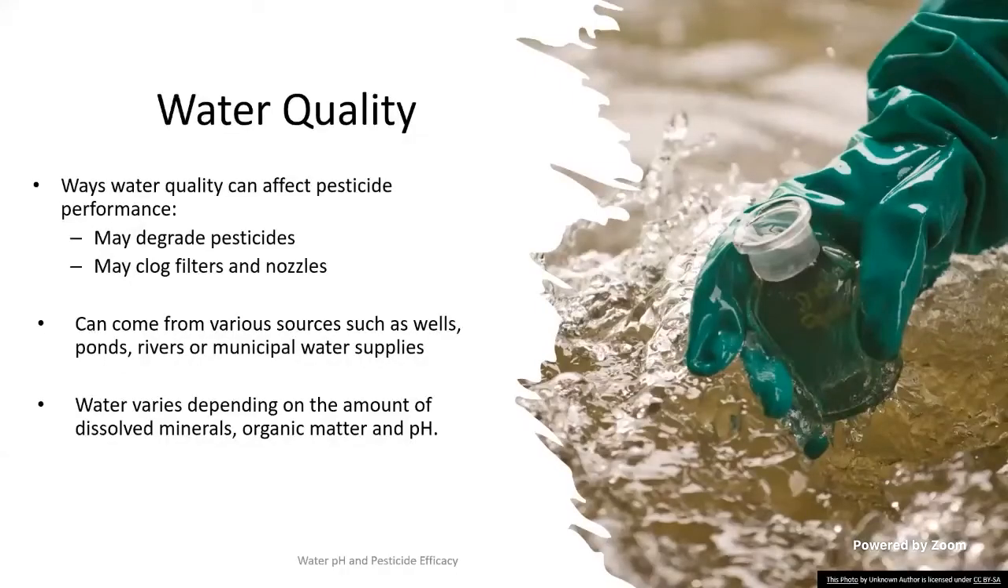When you're talking about water quality, the ways that water quality can affect pesticide performance vary. Of course, they may degrade pesticides, or clog filters and nozzles. They can come from various sources, such as wells, ponds, and rivers. And then, of course, water varies depending on the amount of dissolved minerals, the organic matter, and pH as well.